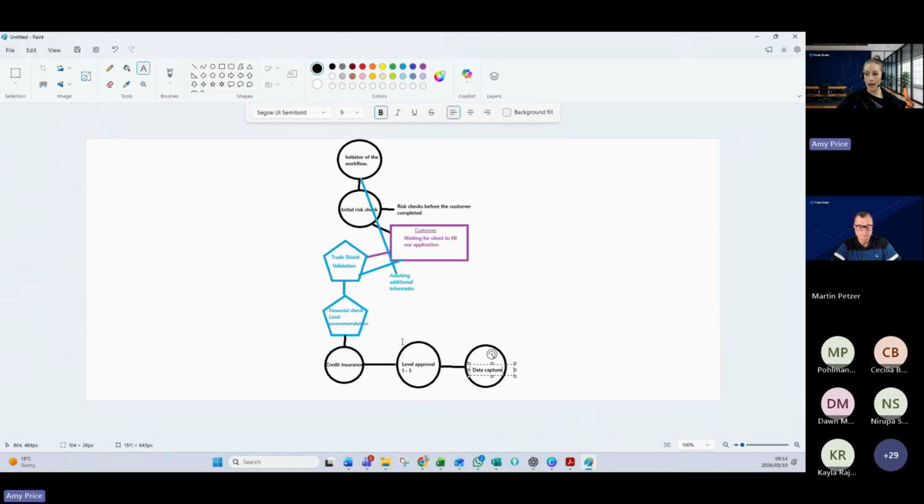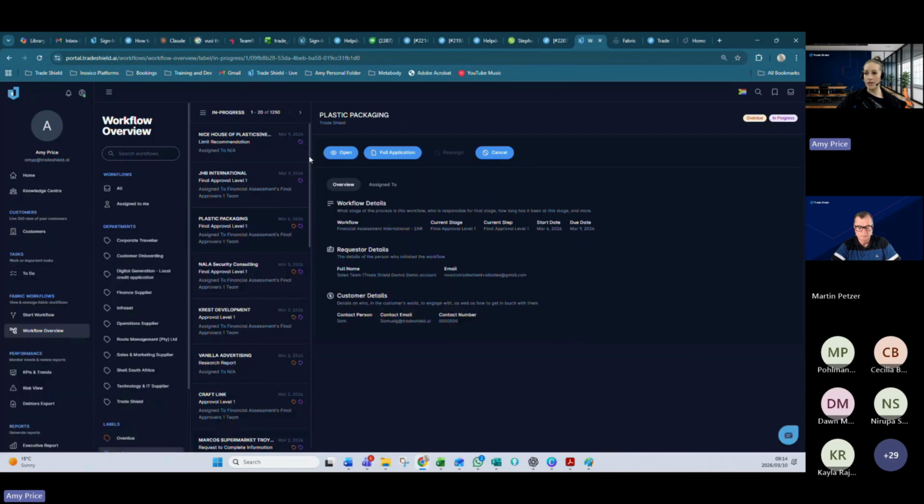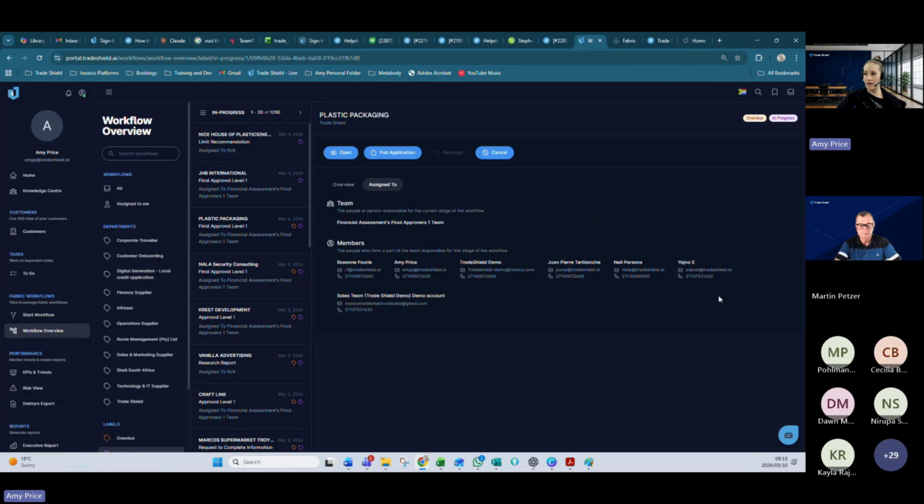But let's talk about what happens over here at level approval 1. Let's go and have a look at where that is. If I go through to my TradeShield workflow overview section, I'm going to see those stage names right over here. You can see this one, Joburg International, is at final approval level 1. You can click on the assigned to button, and here you're going to see who the members in that team are. So if I had a problem, I'm going to phone any one of these people.